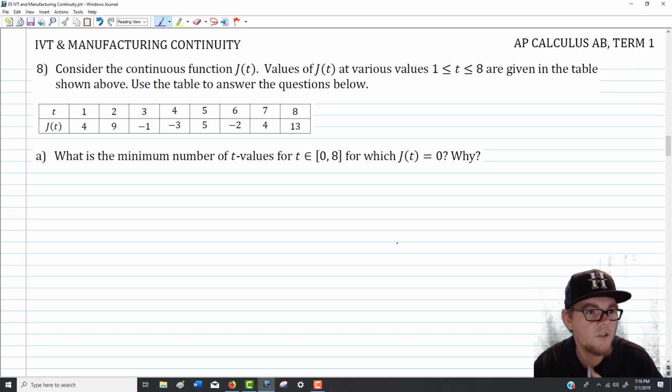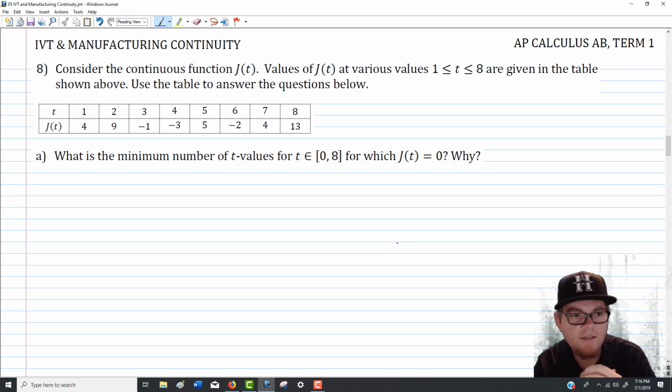So let's see here. First, in question number 8, it says, consider the continuous function j of t. Values of j of t at various values 1 to 8, so in other words, t is between 1 and 8, values of j of t are given in the table shown above. Well, on my picture, it's below. Sue me, on your paper, it should be above. Use the table to answer the questions below. Cool. So, question A. Like, the table itself looks nicely simple. Other than that, let's jump in.